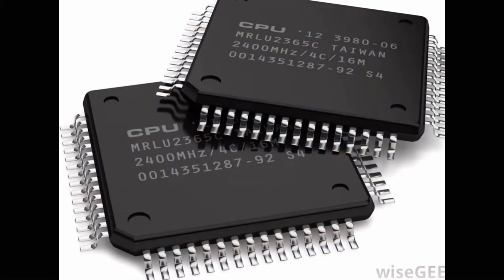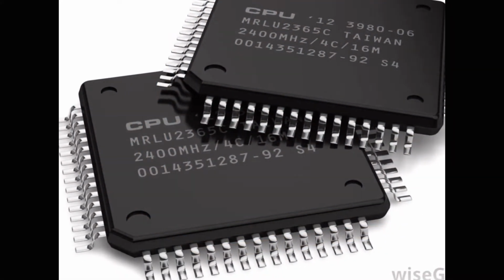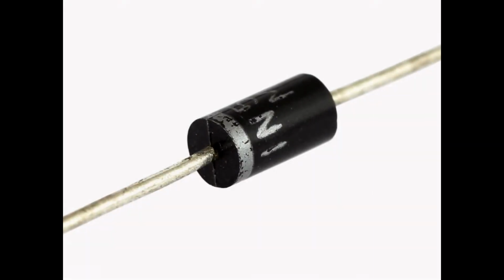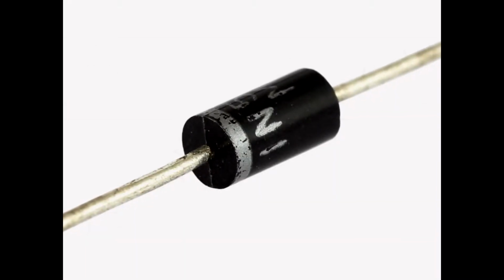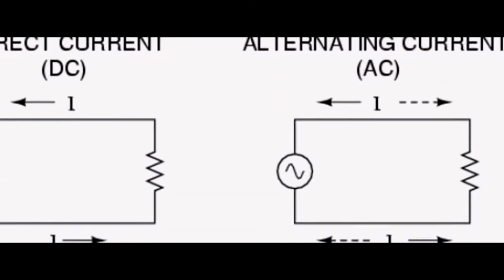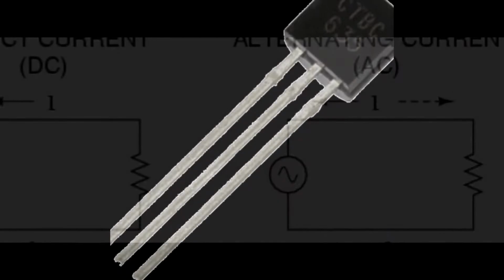When you join several semiconductors together, you get what is called a semiconductor device. One of these devices is called a diode. A diode is consisted of a P and N-type semiconductor joined together. These are usually used as switches or to change from alternating current to direct current.